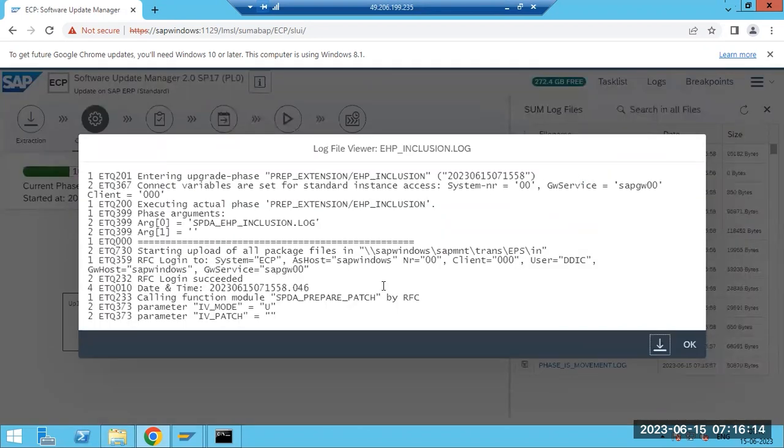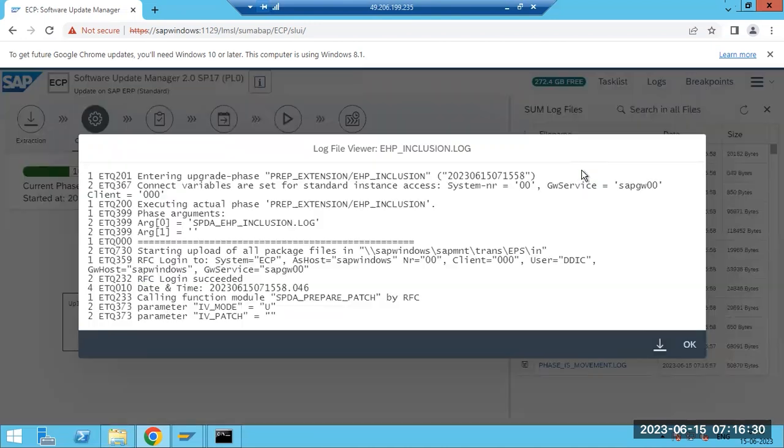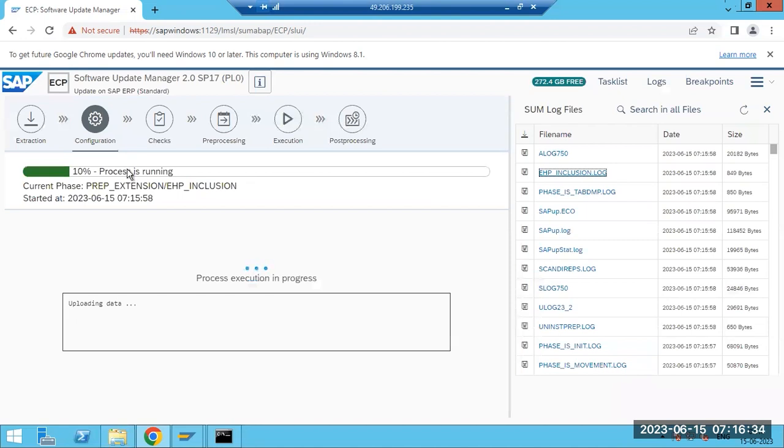Now see here, this SUM tool is logged into your SAP system through the DDIC user and client 000. Then it's creating the EHP inclusion. Like that, it will start loading all the patches one by one into the system now. Once this configuration is completed, then it will go to the checks phase.